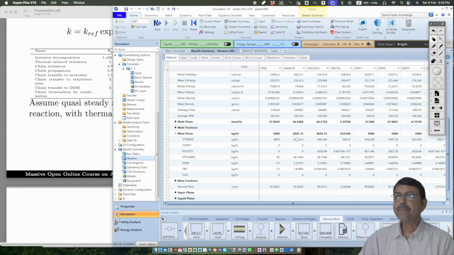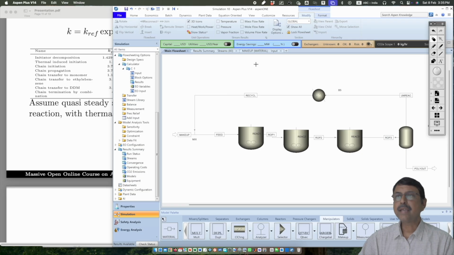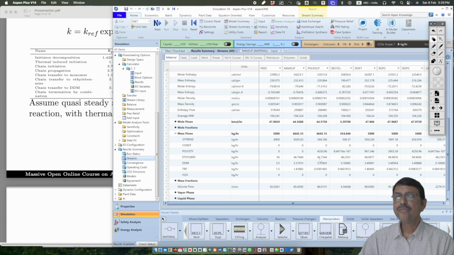So why this makeup stream is coming? Because this much amount of styrene has lost due to the polymer out. Again, polymer out, poly out is taking out 46.7344 kg of ethyl benzene. So that is being made up through the makeup stream. So the lost amount of DDM through poly out is coming back as DDM over there. Okay. So this is how the calculator block works.